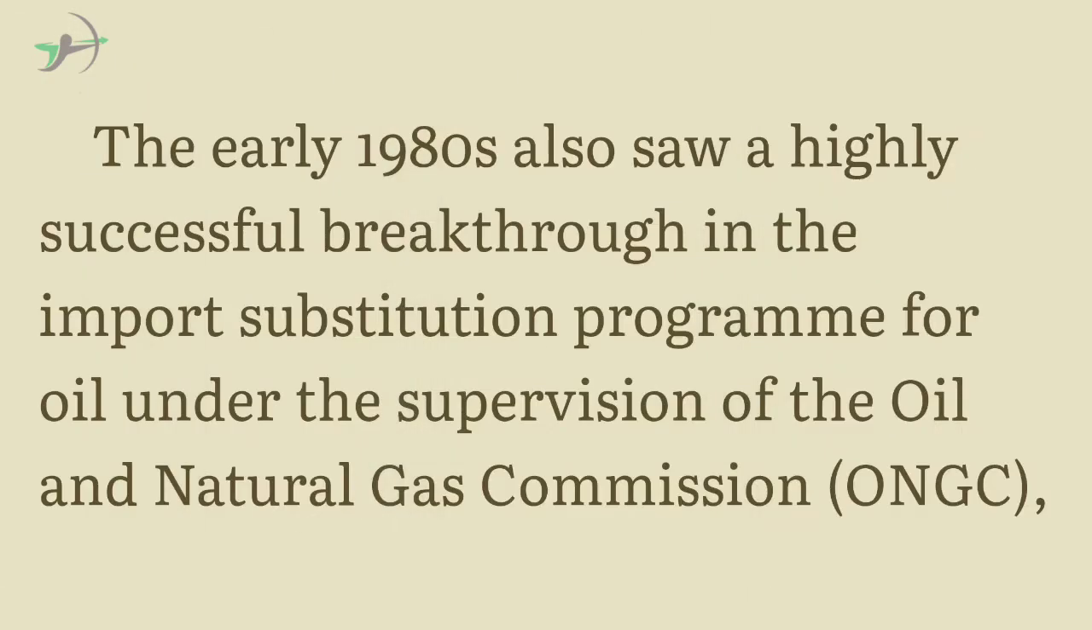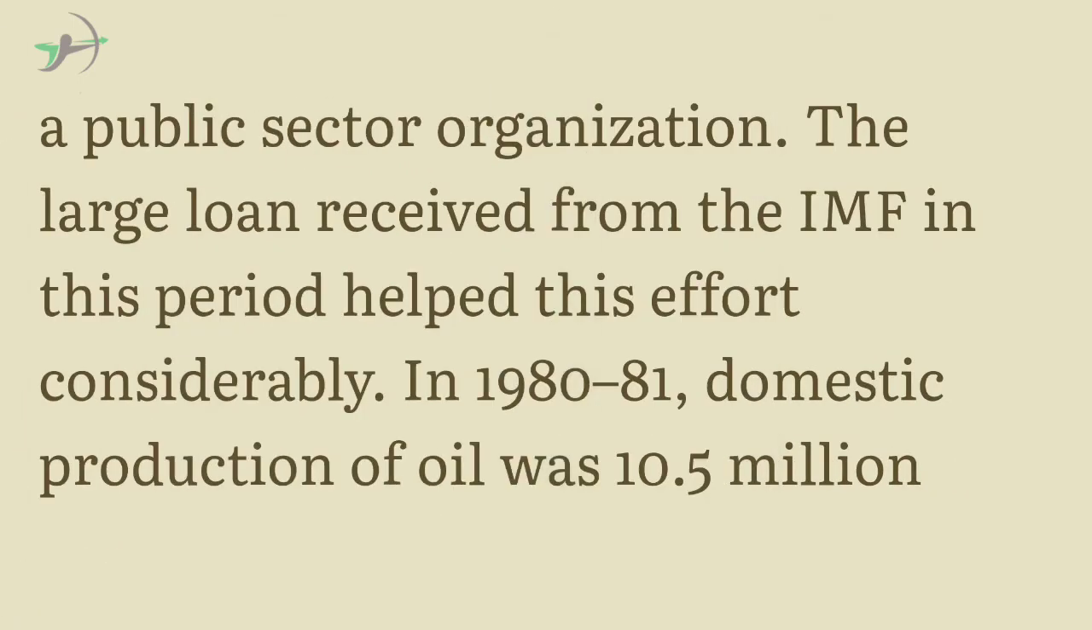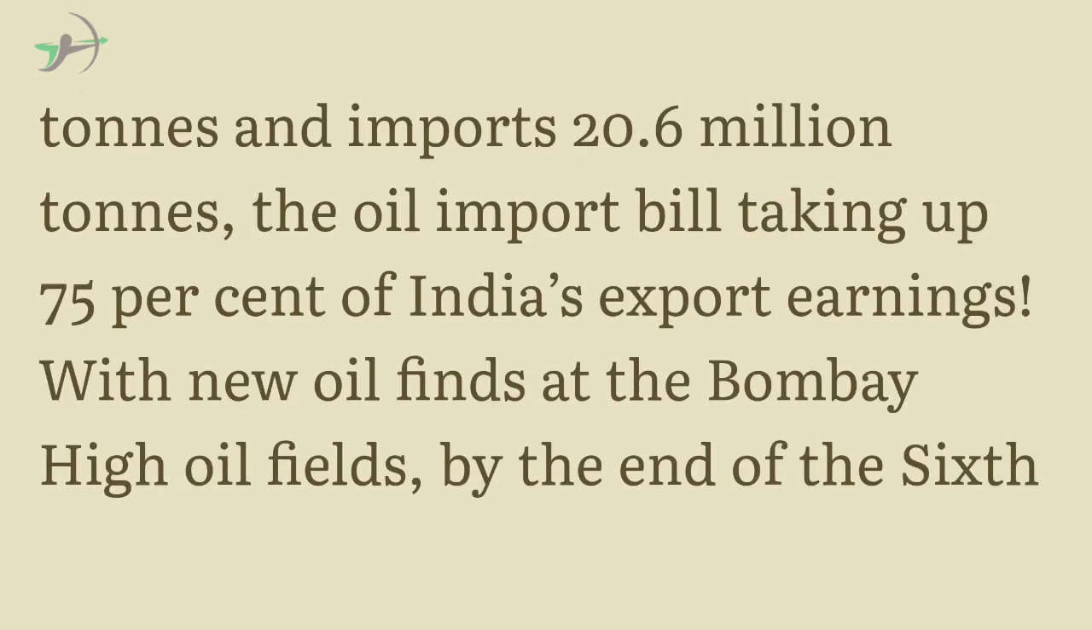The early 1980s also saw a highly successful breakthrough in the import substitution program for oil under the supervision of the Oil and Natural Gas Commission (ONGC), a public sector organization. The large loan received from the IMF in this period helped this effort considerably. In 1980-81, domestic production of oil was 10.5 million tons and imports 20.6 million tons, the oil import bill taking up 75% of India's export earnings.